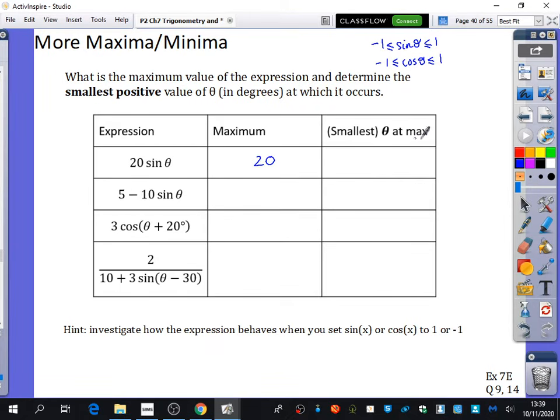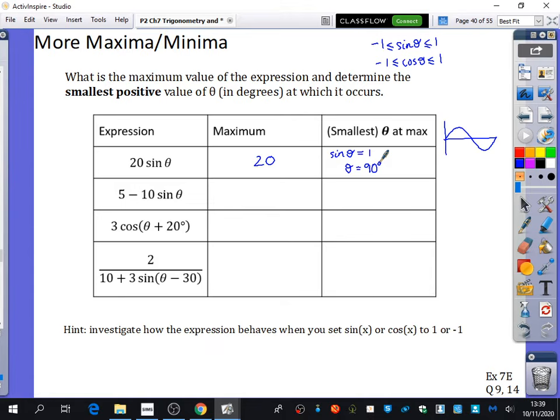This maximum occurs when sine theta is 1. So it occurs when sine theta is 1, and we want to know what is the smallest positive value of theta in degrees. So you can either say to yourself, what is the inverse sine of 1? Or you can think to yourself, when is sine at its maximum? Or you can do it on the calculator. 90. So theta is 90 degrees in this example that we've got here.